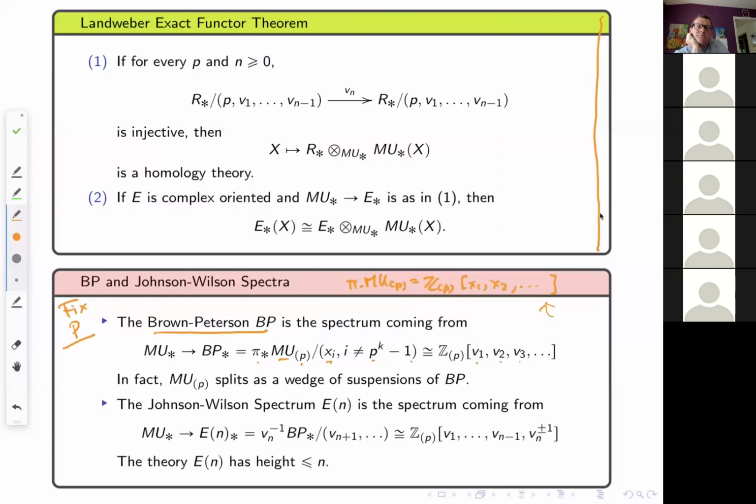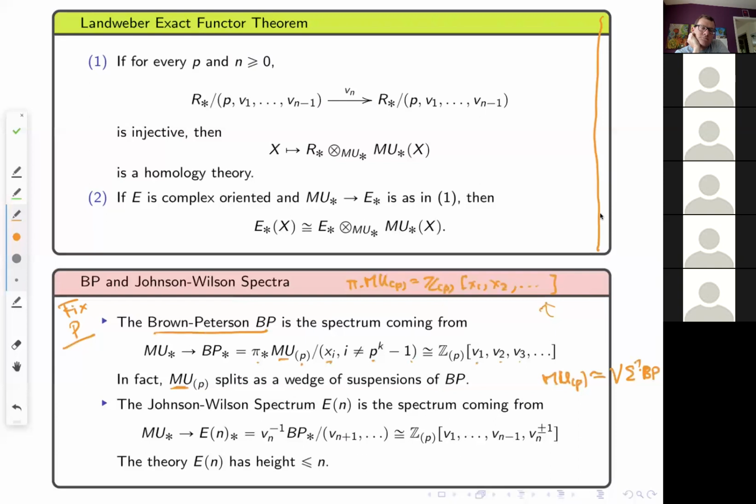In fact, this spectrum BP is called the Brown-Peterson spectrum. If you localize MU at P, that spectrum will split. So MU_(P) actually looks like a big wedge of suspensions of BPs. So in some sense, the Brown-Peterson spectrum contains all of the information of P-local MU. So that's the first example.